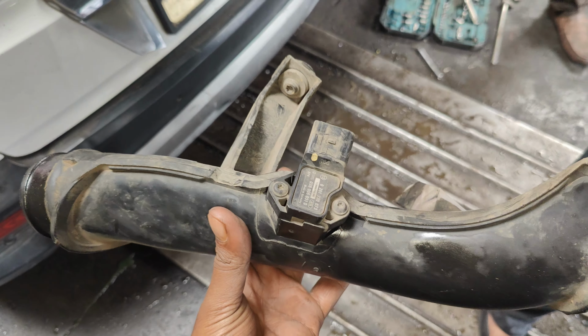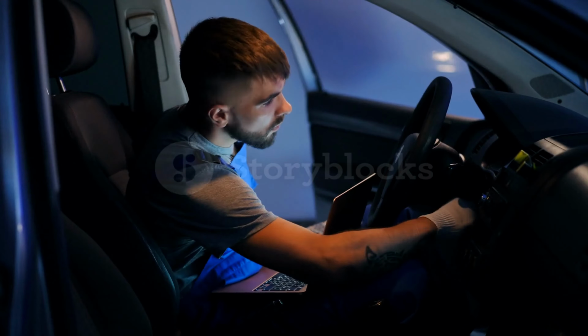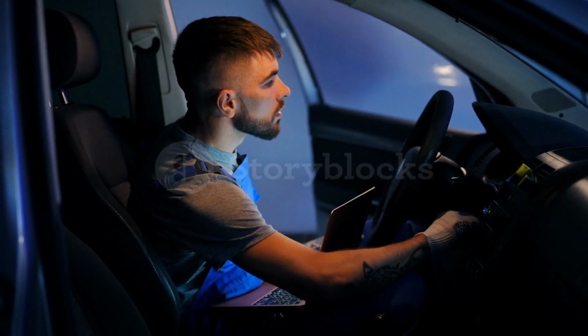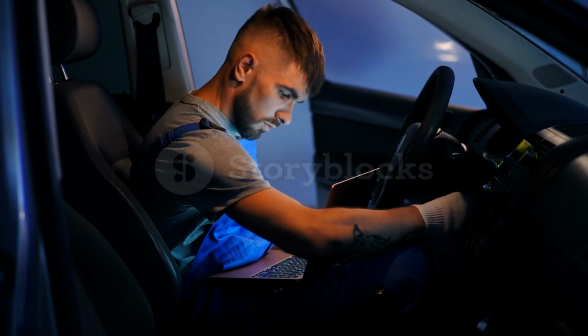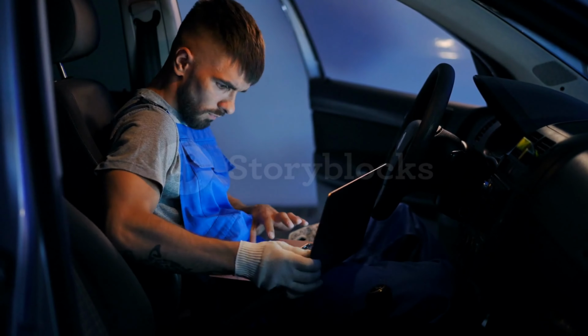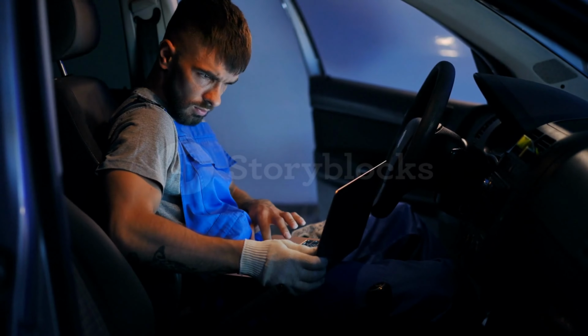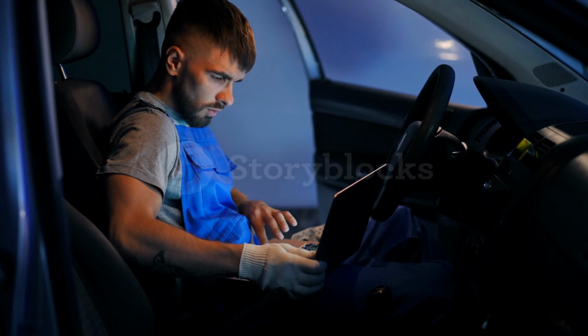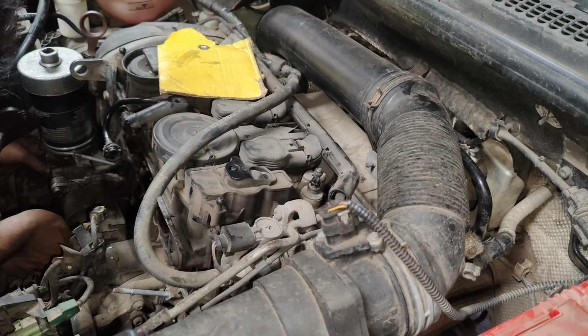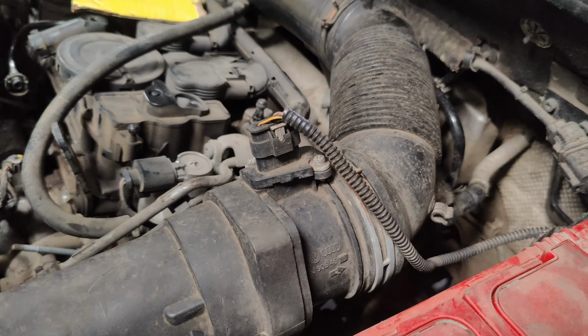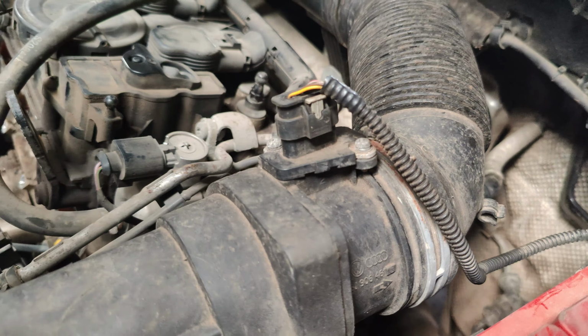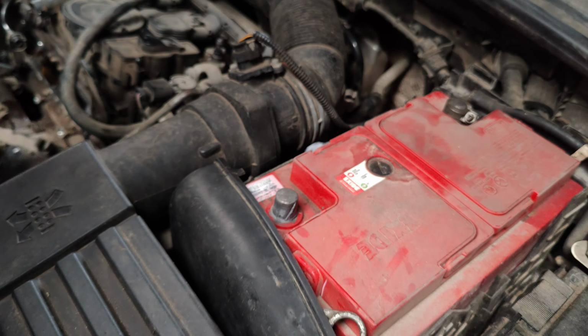Quick diagnosis. Start by checking live data from both intake air temperature sensors using an OBD2 scanner. Compare the readings. If one sensor shows a significantly different temperature, it may be faulty. Inspect wiring and connectors for corrosion or damage. Check the air intake system for loose connections, and verify sensor resistance according to manufacturer specifications.